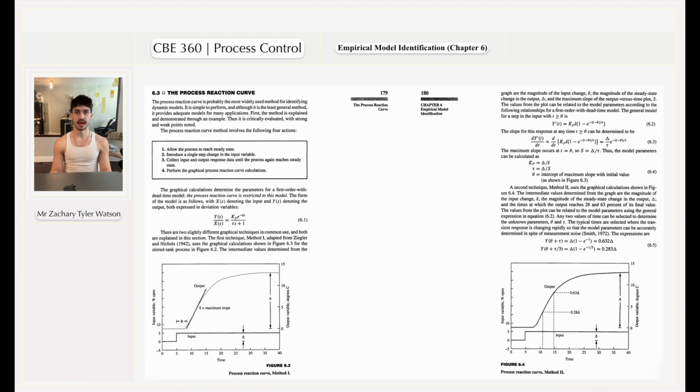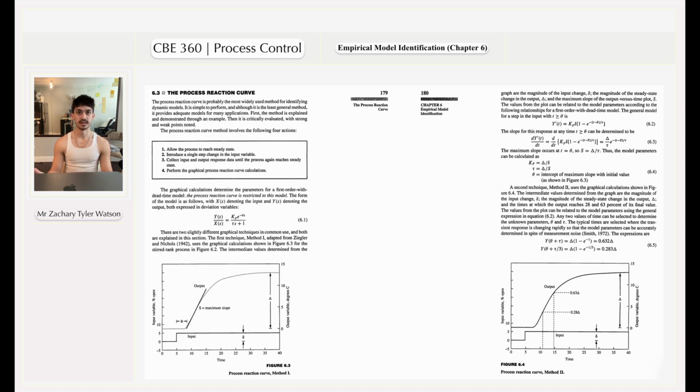6.3. The process reaction curve. The process reaction curve is probably the most widely used method for identifying dynamic models. It is simple to perform, and although it is the least general method, it provides adequate models for the applications. First, the model is explained and demonstrated through an example, then it is critically evaluated with strong and weak points noted. The process reaction curve method involves the following four actions.